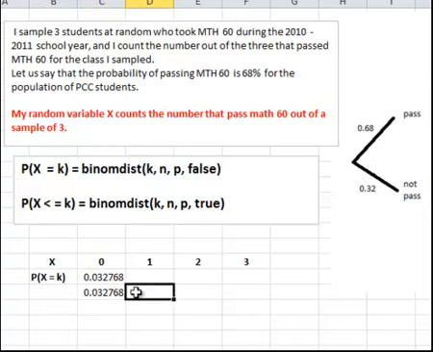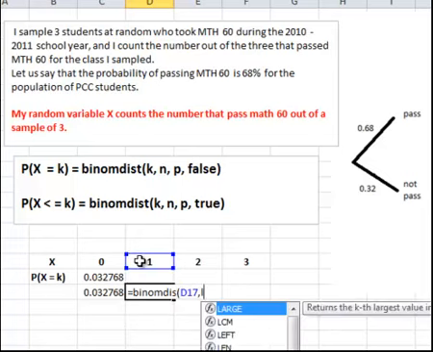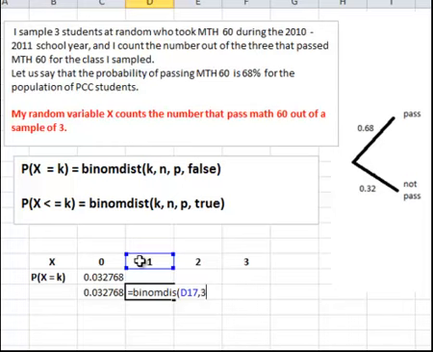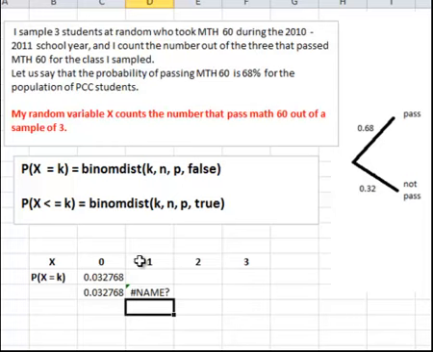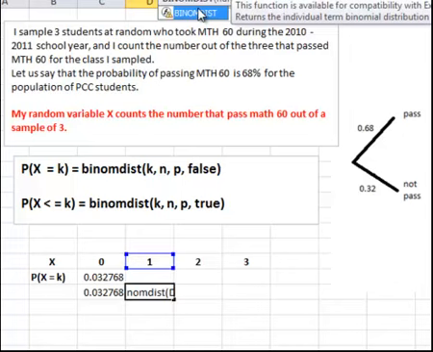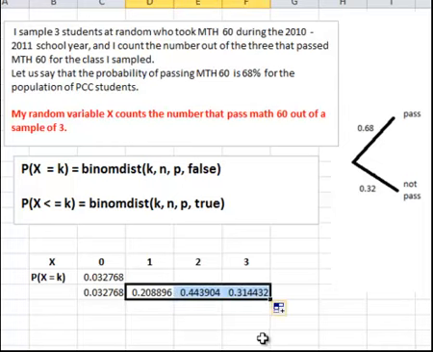Same as before. Okay, what about 1 out of 3? I can enter binomdist. Sample size is 3. The probability of success is 0.68. And lastly, because I want just 1 out of 3, false. And if I wrote it right, it might work. There. That's the chance of 1 out of 3, not 33%. And I can get the rest by doing exactly the same thing.